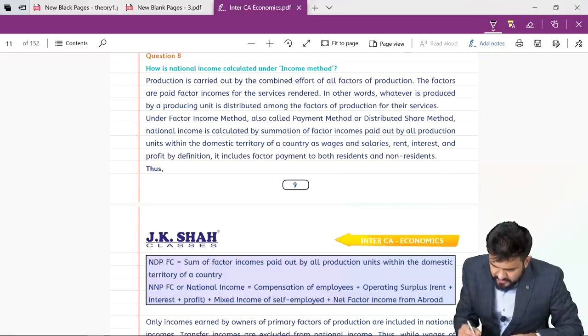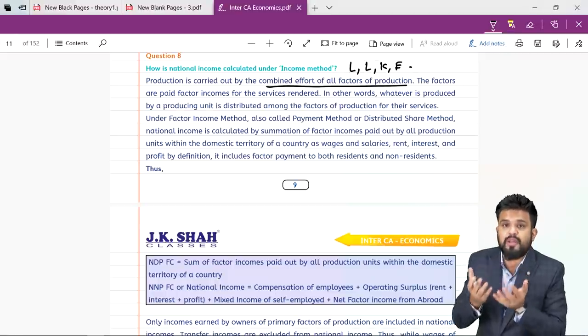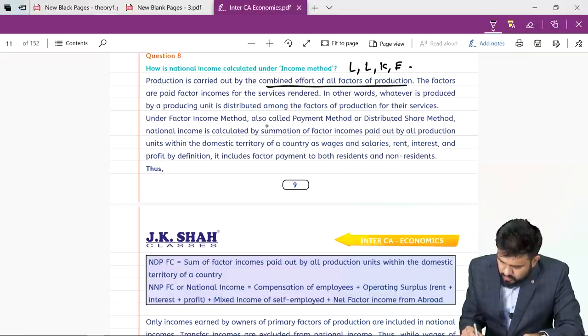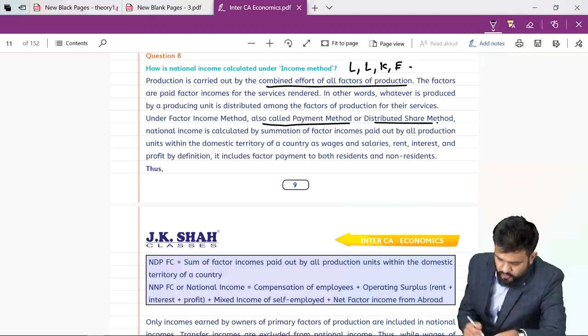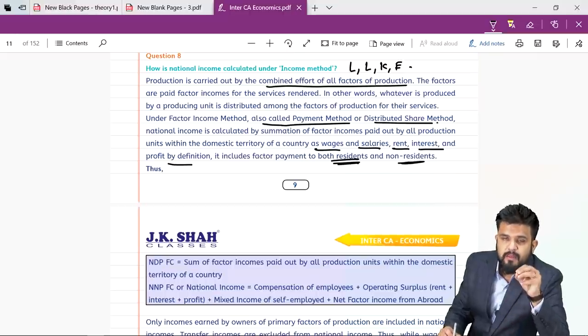So, the precise answer is given. Production is carried out by the efforts of all factors of production, that is land, labor, capital and entrepreneur. They also render service, they also get a reward for it. So it is also known as the payment method or distributed share method. National income is calculated by summation of factor incomes paid out by all production units in the domestic territory, such as wages, salary, rent, interest, profit. Payment will include both residents as well as non-residents, but money is earned or coming in our country.